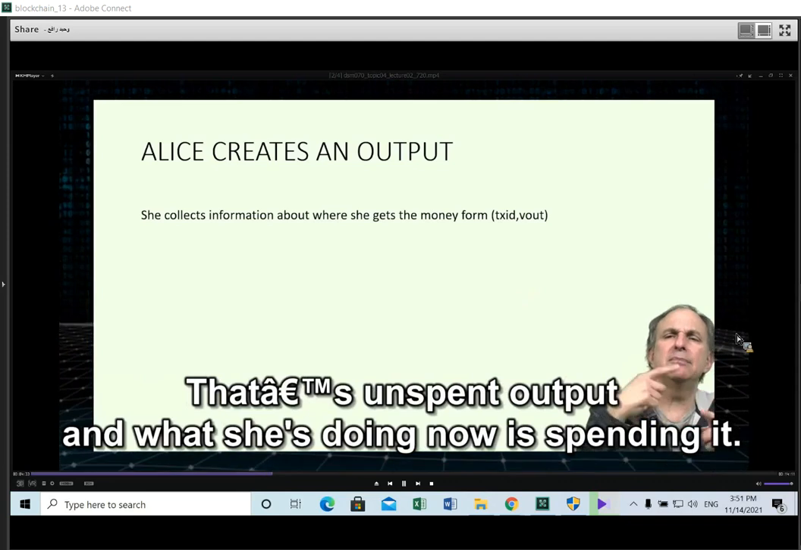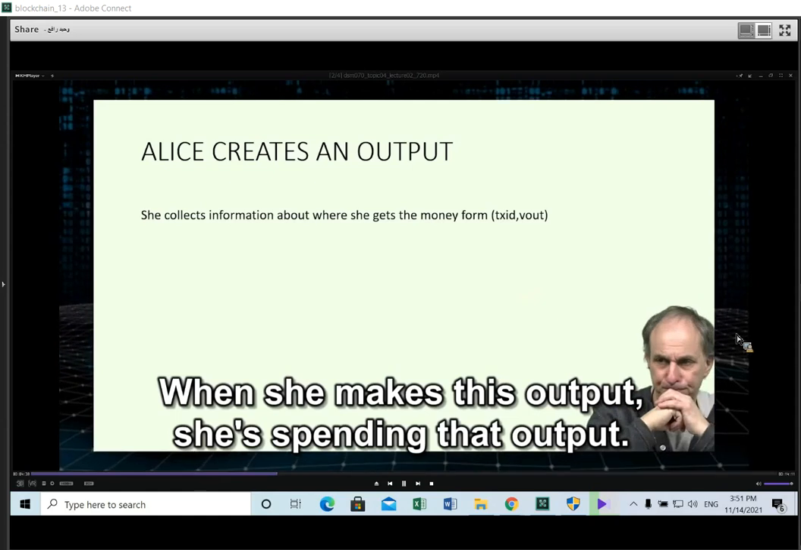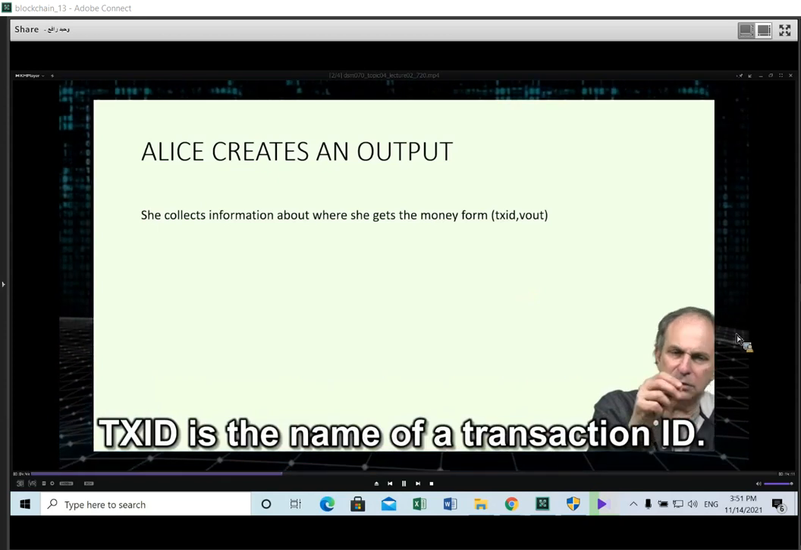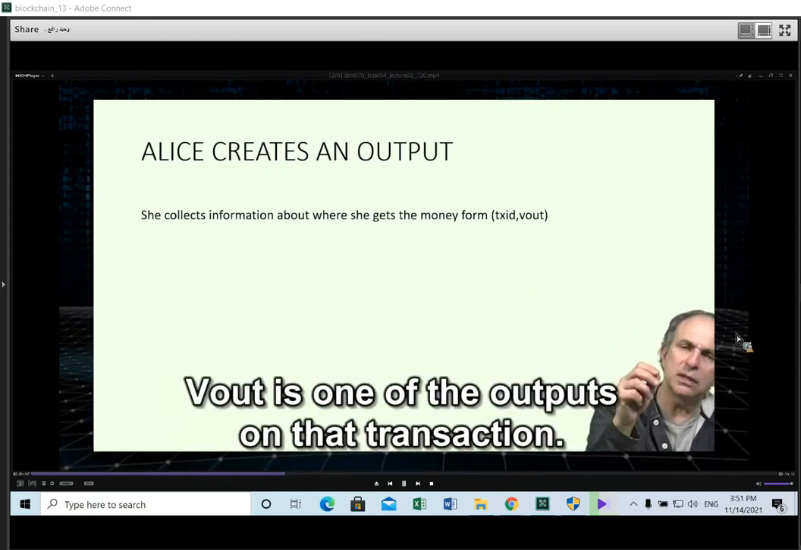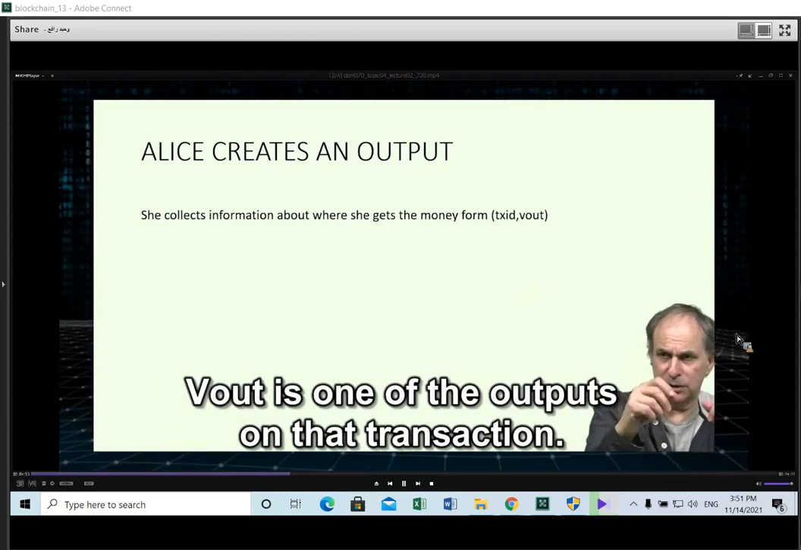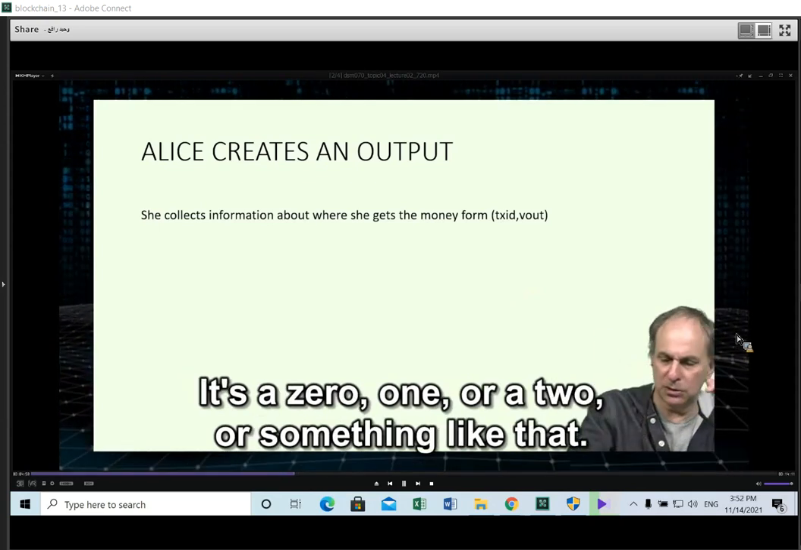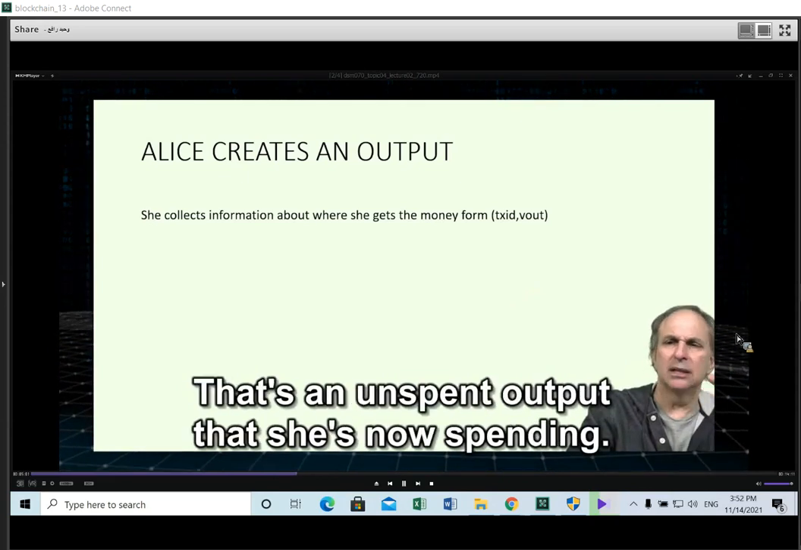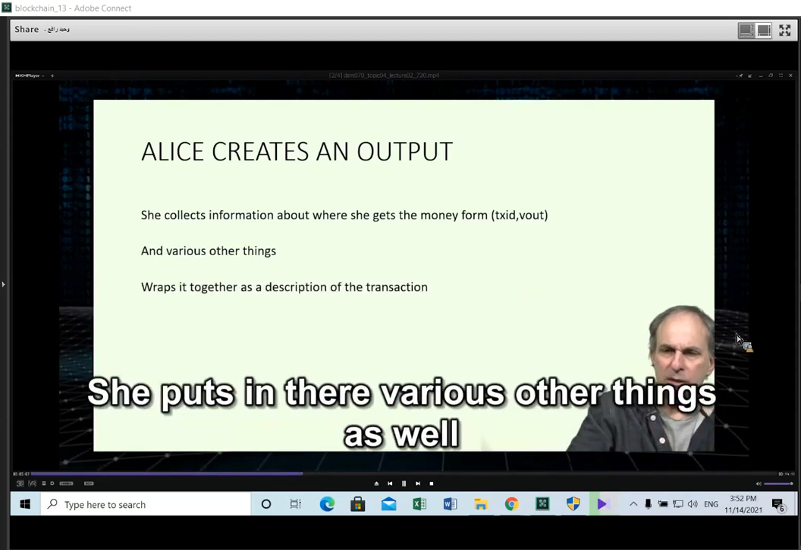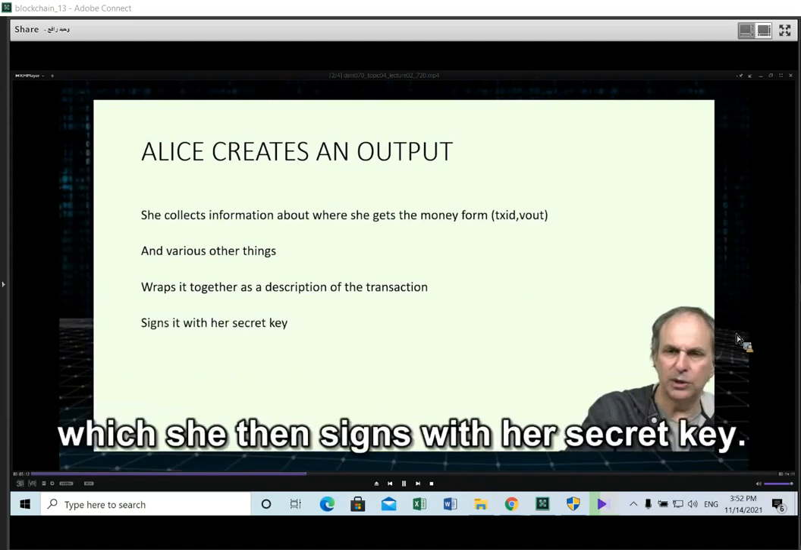So she puts in various other things as well, and she bundles it all up in one description, which she then signs with her secret key. This is really important because Alice signs with a secret key, and then anybody with her public key can check she signed it. And it doesn't even mean they can see that much. This is the kind of verify stuff we were talking about before. Alice signs it, so we know it's Alice. Anybody can check this, and in fact they do. So that is something that gets verified.